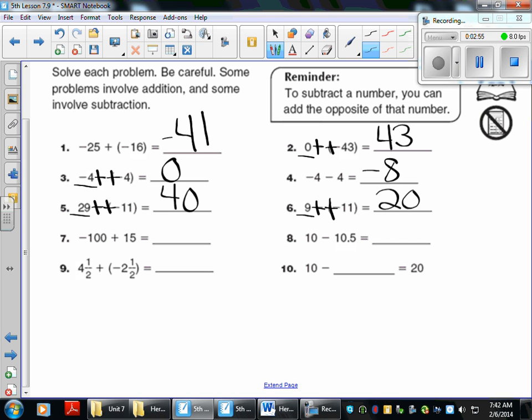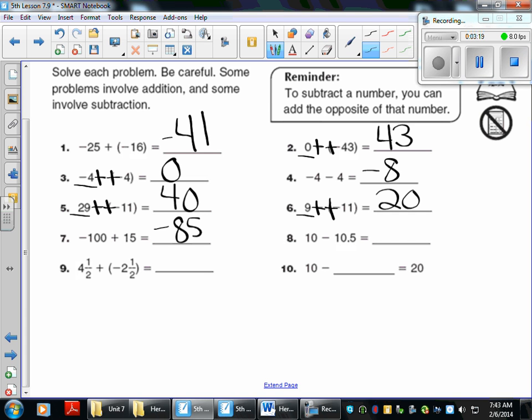Number 7, we're adding a positive number. That way we can just look at our counters, look at the money way. I owe you 100. I don't have $100. I'm going to pay you 15 right now. So I still owe you money, so I'm still in the negative. I still owe you money, but now I only owe you 85. I had a negative 100 on a number line. I moved to the right 15 spaces. I moved closer to 0.